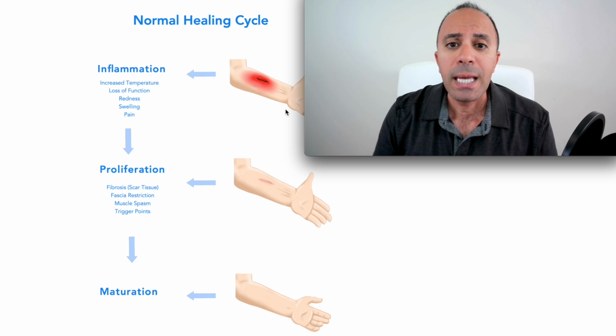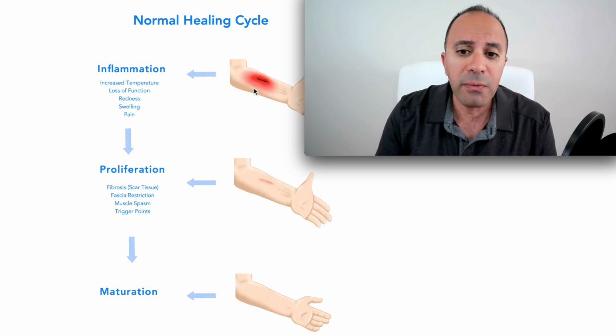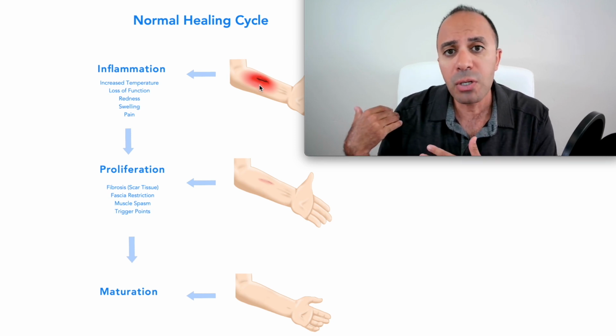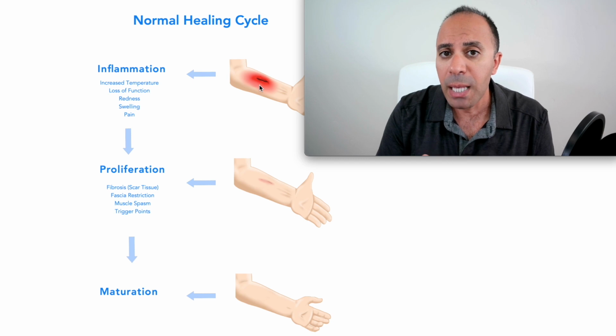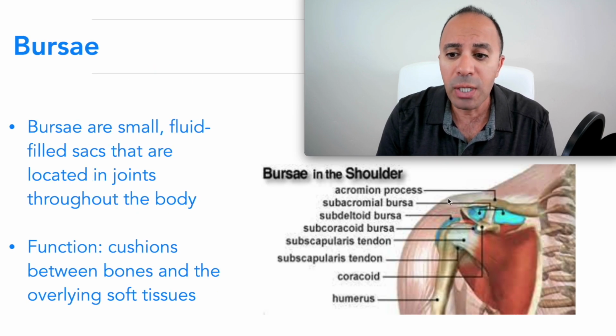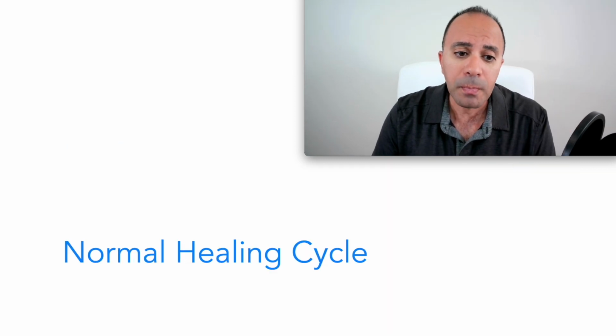So the first stage of healing is inflammation. Swelling, redness, as you see in the first image on the top. The blood starts to rush to that area, and you start to experience pain and decreased function. That's very classic with bursitis. It's actually inflammation in the bursa, so the bursa actually swells up.